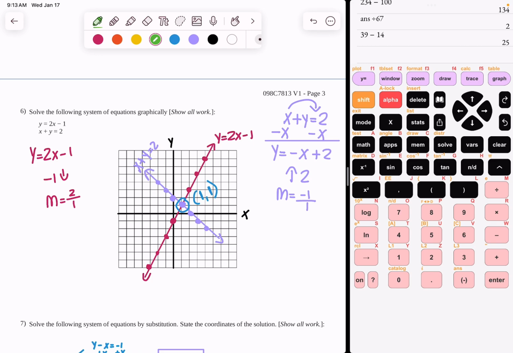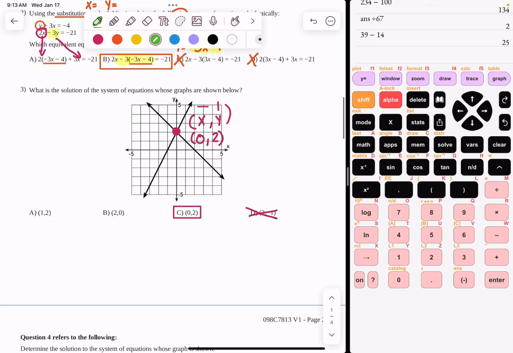And that wraps up our lesson on reviewing for our quiz on systems.